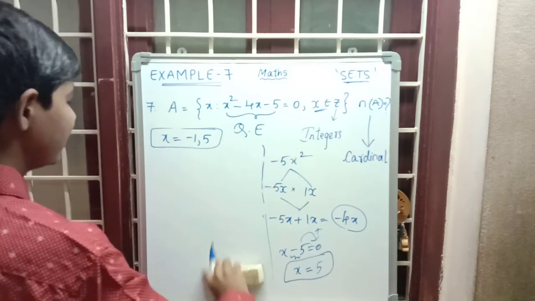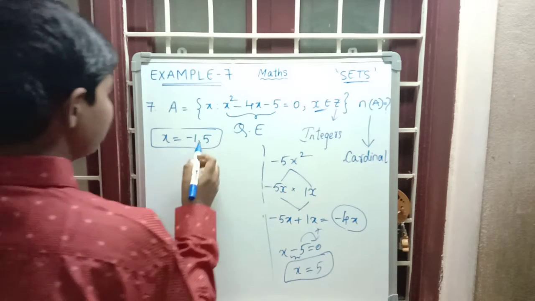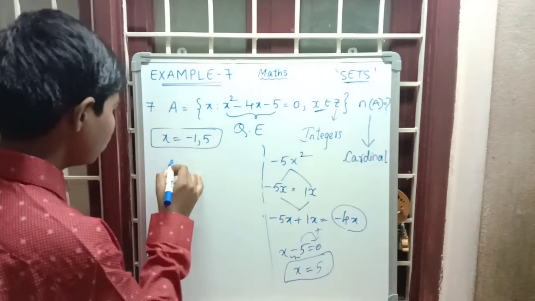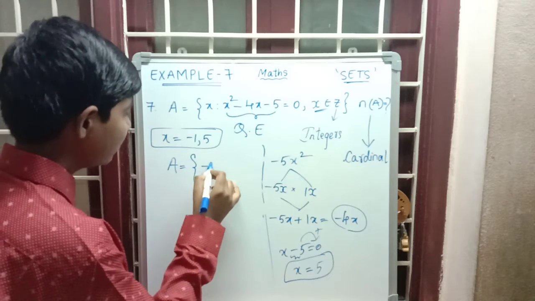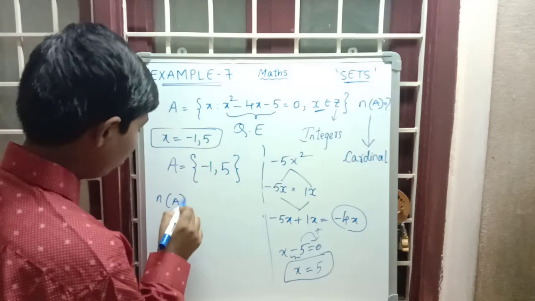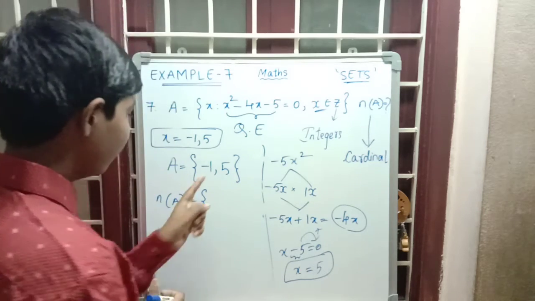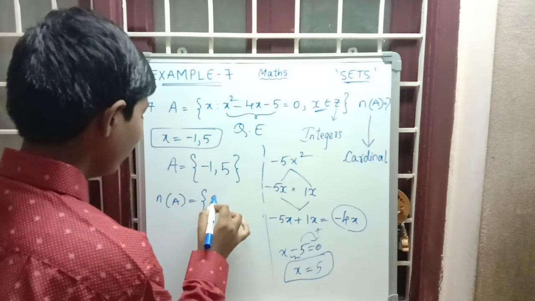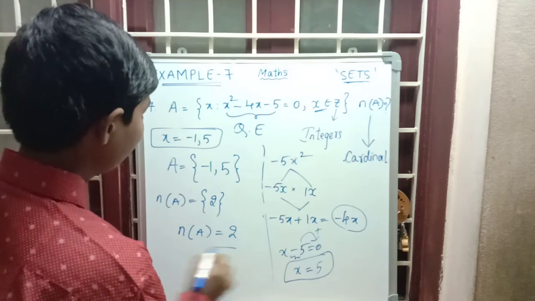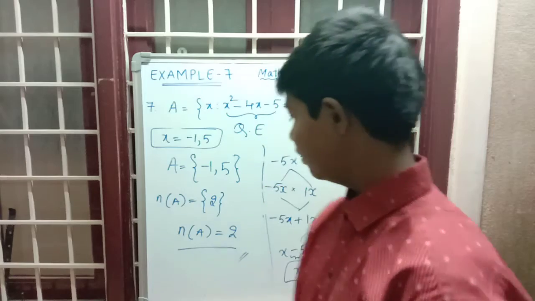We have converted this set builder form into the roster form. That is minus 1 comma 5 in roster form. So set A is equal to, we can write as {minus 1, 5}, and n of A. How many are there here? How many elements? 2 elements. 1 element, 2 elements. So n of A is equal to 2. Final answer.